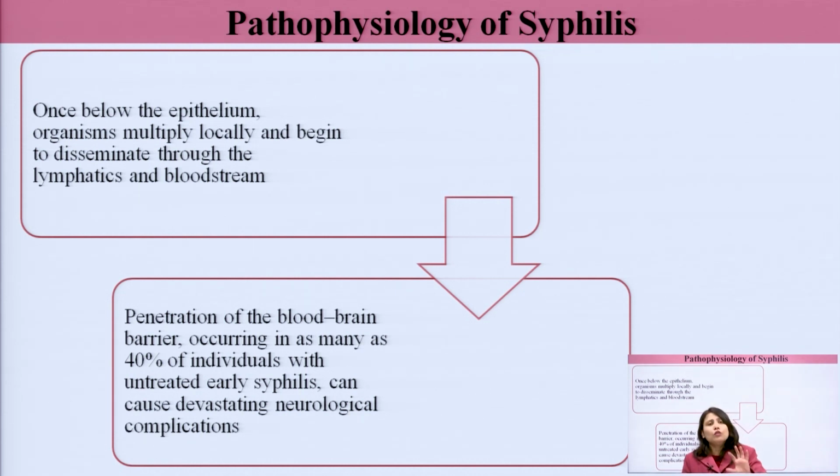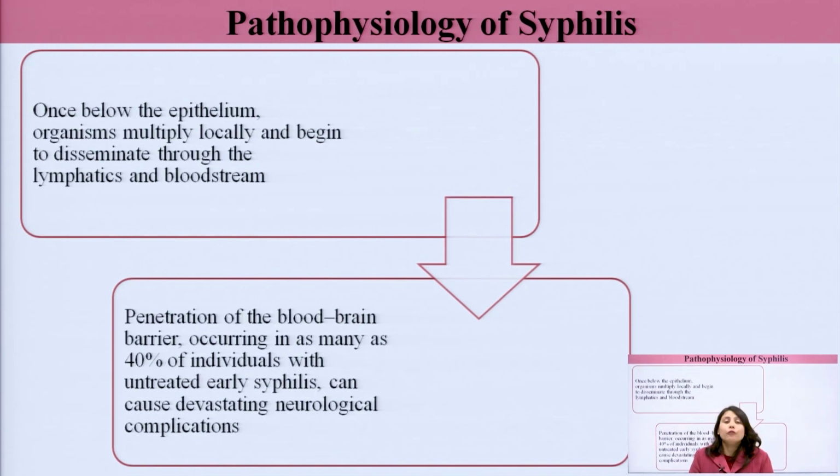As I already said, they do not wait for long. From the primary site of infection, generally the genitalia during sexual intercourse, they immediately enter into the bloodstream or the lymphatics. Why? Because there is a scarcity of antigenic proteins on their surface. So, they can escape the host immune response and cannot be detected by the host immune system. Then they disseminate, entering the lymphatics and the bloodstream. Penetration of the blood-brain barrier, occurring in as many as 40% of individuals with untreated early syphilis, can cause devastating neurological complications.